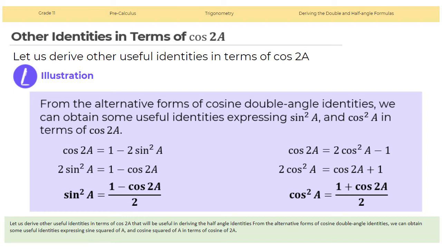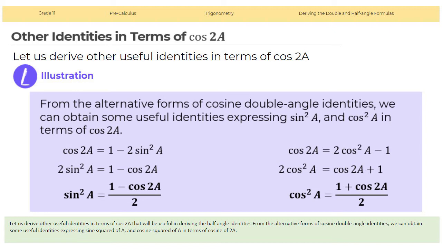So first, cosine 2a equals 1 minus 2 sine square a. So it will be 2 sine square a equals 1 minus cosine 2a. So solve for sine square a, divide both sides by 2. So it will be sine square a equals 1 minus cosine 2a all over 2.